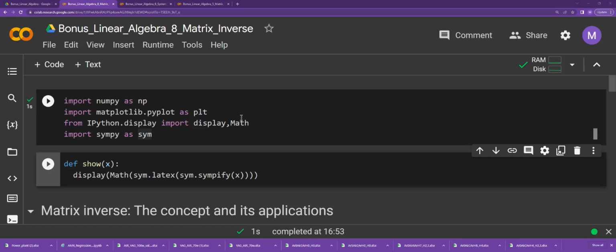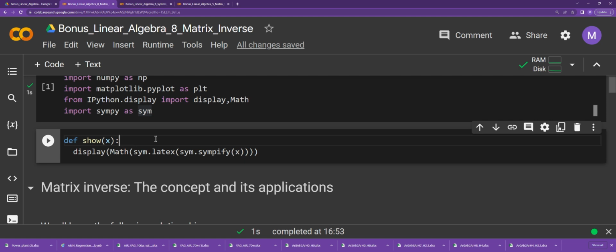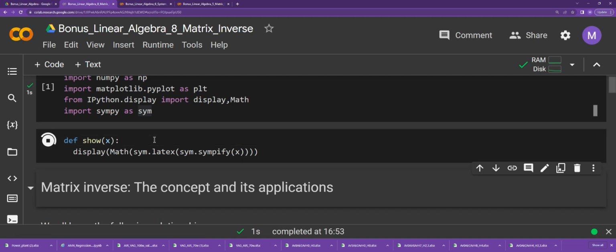Hello guys, so we are in lecture 8 of the bonus linear algebra section, and we're going to be looking at the matrix inverse today. As usual, I've imported the necessary libraries, NumPy and Matplotlib. Sometimes I wonder why I'm importing Matplotlib, since I'm just getting used to this. Really, we don't need Matplotlib.pyplot. But anyway, I'm making my function, the same function that we use to visualize the matrices.